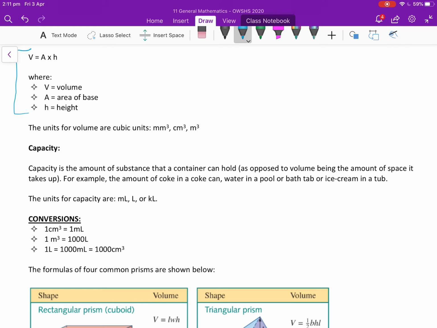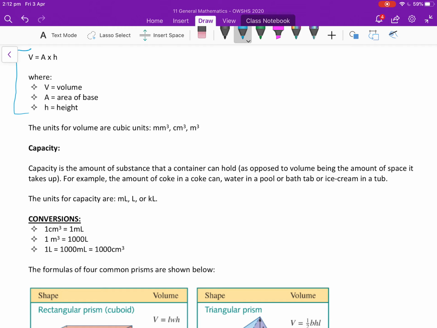We also talk about capacity. Now, capacity is different to volume. Volume was the amount of space that an object takes up, whereas capacity is the amount of substance that a container can hold. So if you think about the amount of Coke in a Coke can, the amount of water in a pool or a bathtub, the amount of ice cream in an ice cream tub. So those are things that we're looking at. How much does it actually hold as opposed to what space is it taking up? And our capacity units are millilitres, litres, or kilolitres.